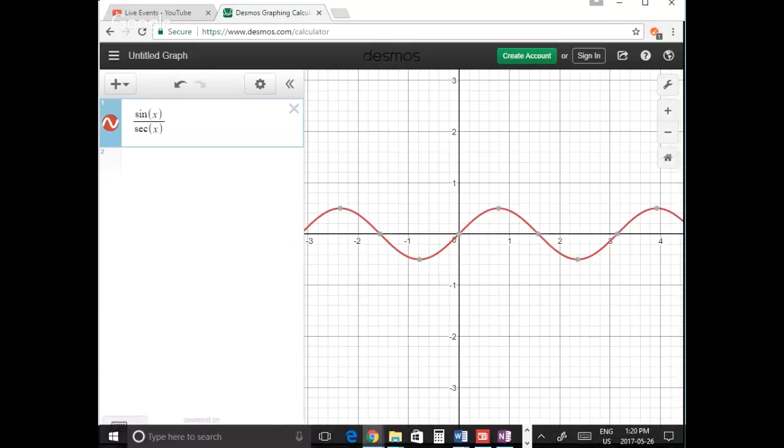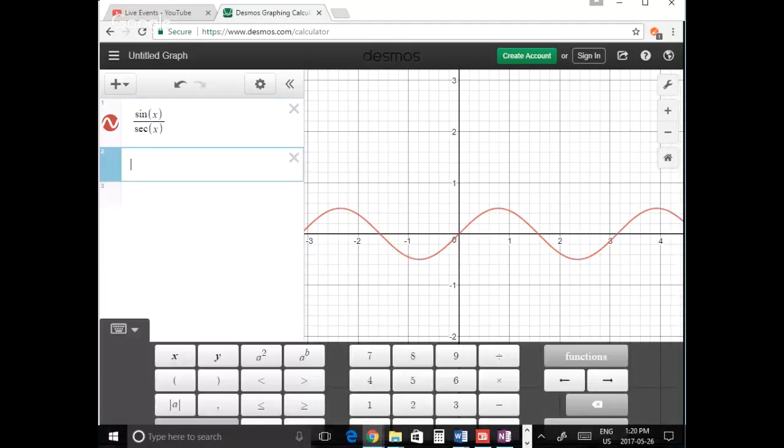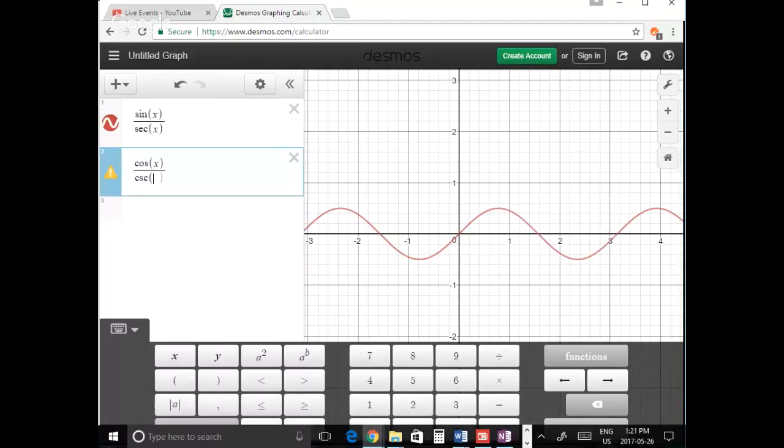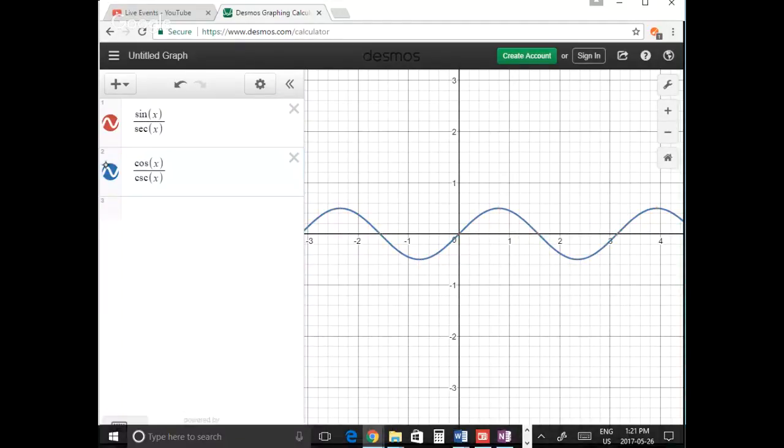And now, what's the second one I gave? Cosine x over cosecant x. Where is it? CSC. Cosecant. You have all of them. And lo and behold, we can see they are in fact the same.